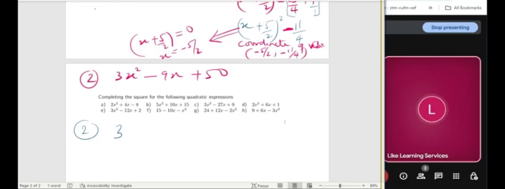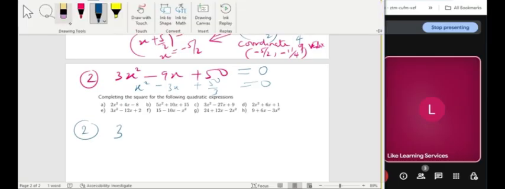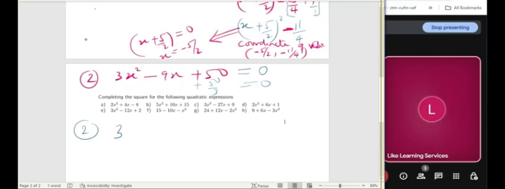You cannot throw it away. But if it was equal to 0, you can afford to throw it away. You can divide all through by 3, and it becomes x squared minus 3x plus 50 over 3 equal to 0. But it's not an equation, it's an expression, so you can't throw the 3 away. You will divide all through by 3, but it will still be there. Did you hear me?